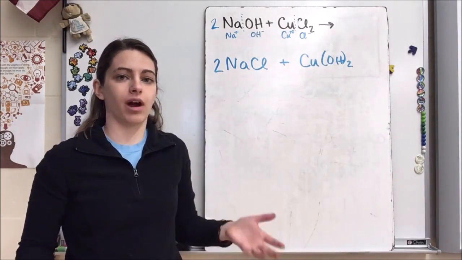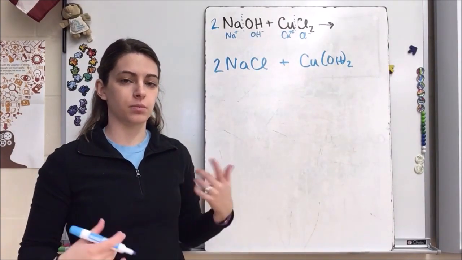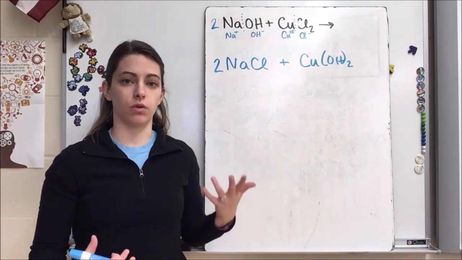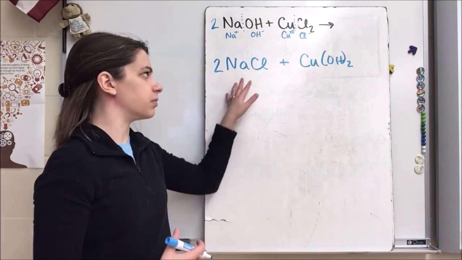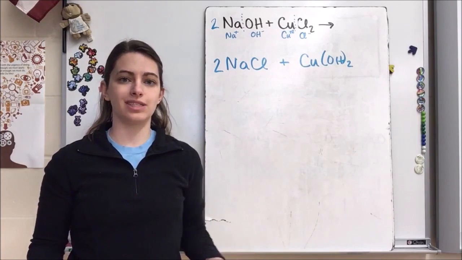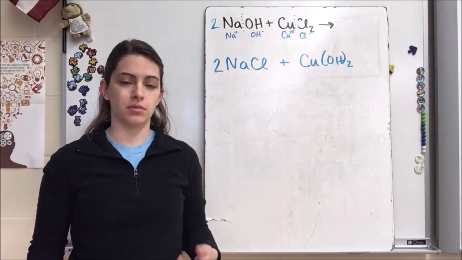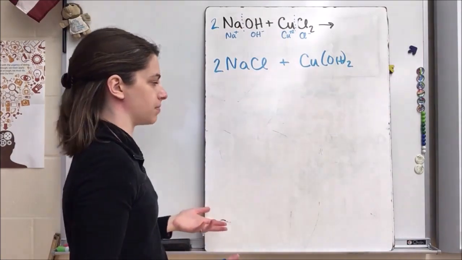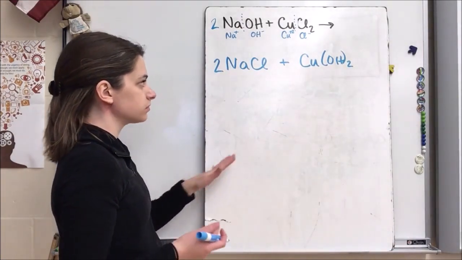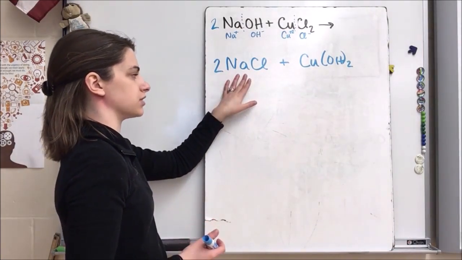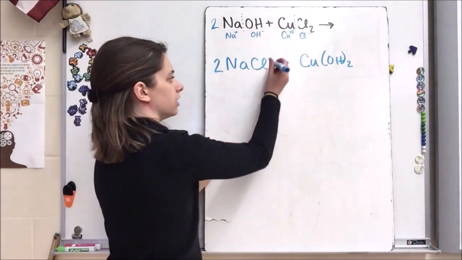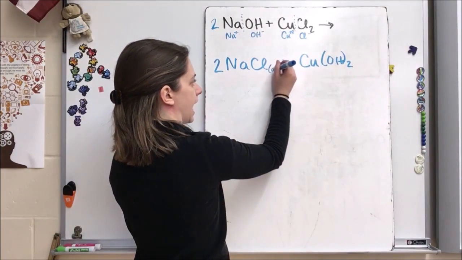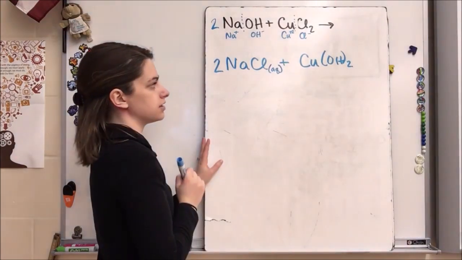We need to decide what is actually going to precipitate out, or what's actually going to form a solid. Because if both of these can dissolve in water, then we say that no reaction takes place, because we're not actually going to see anything occur. Everything's just going to divide back up and stay as its ions. So I know based on my rules that sodium chloride is going to dissolve. And so if it's going to dissolve, we put a little aq symbol.